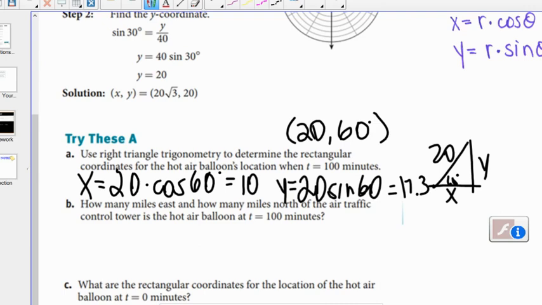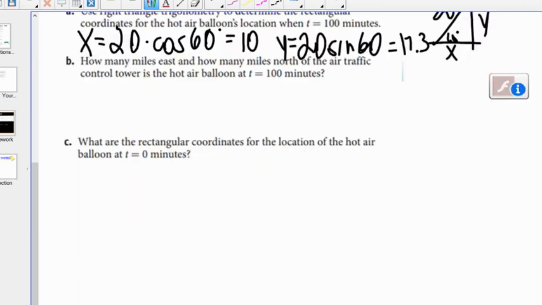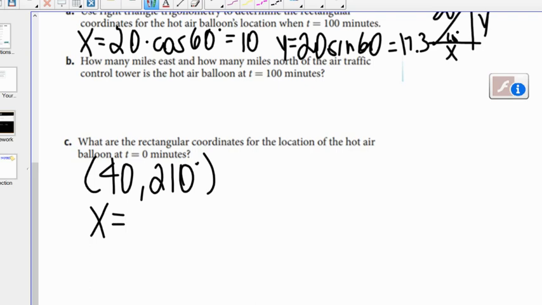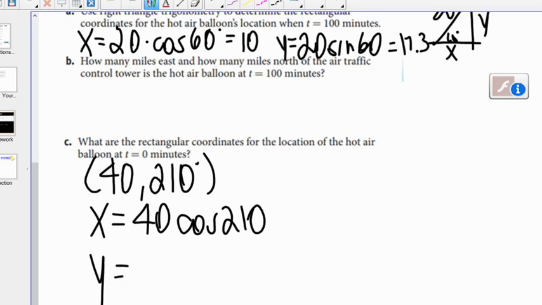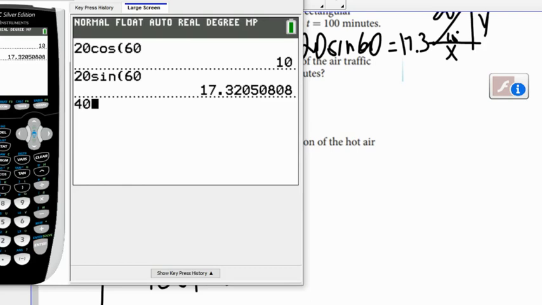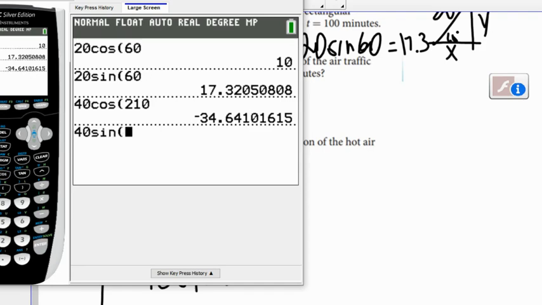Now, if we go down to part C, let's say I wanted you to convert 40 comma 210. It would be that same process. X is going to be 40 cosine 210. Y is going to be 40 times the sine of 210. And if we type these in, 40 cos 210, 40 sine 210, we see these values here.